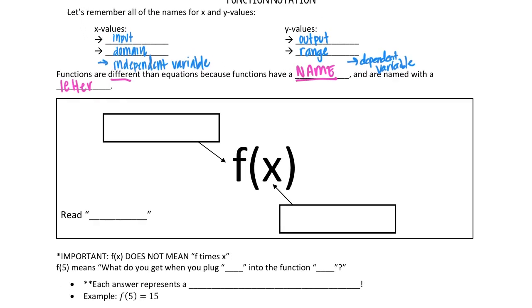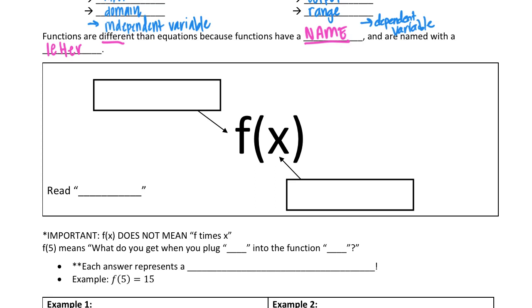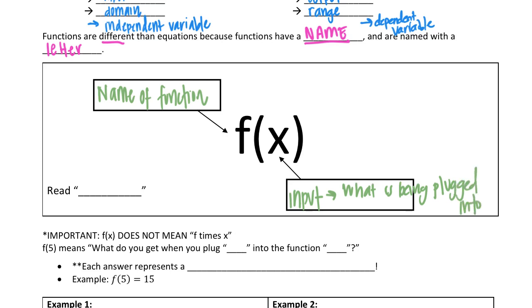So if you move on to this next box, you'll notice that we have this big thing that looks like f with parentheses and x. That letter out front is the name of the function. Not a very interesting name, but this is the function f. The thing that's in the parentheses is the input. It is what you are plugging into the function. So in this case, it's x. X is being plugged into the function. But in the future, we're going to plug in a number in place of x.